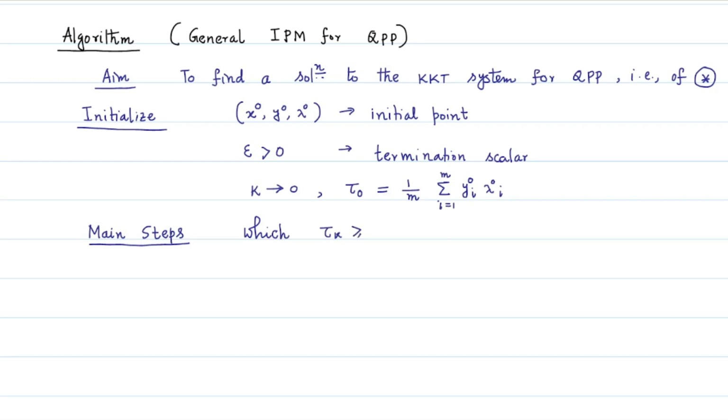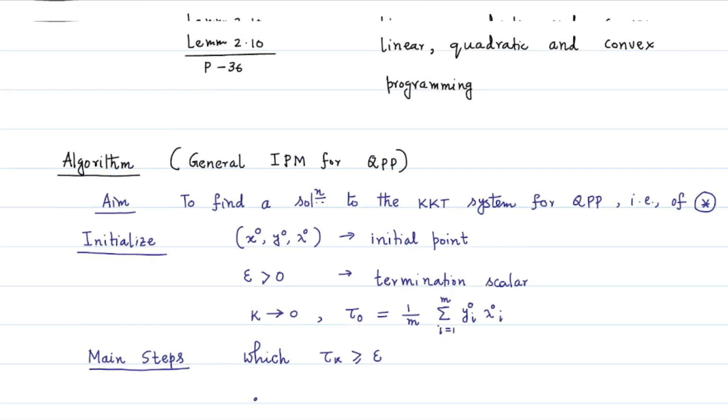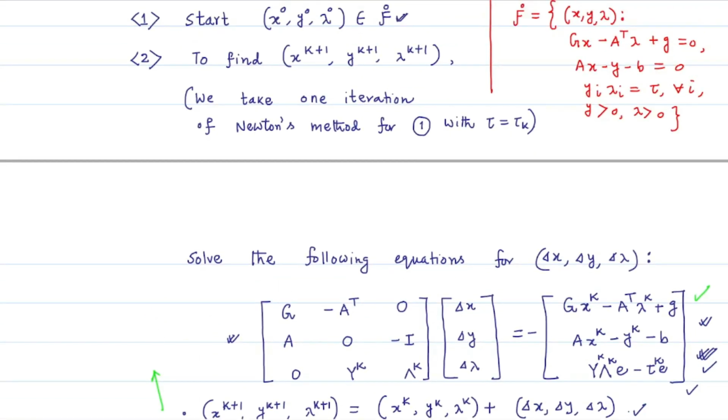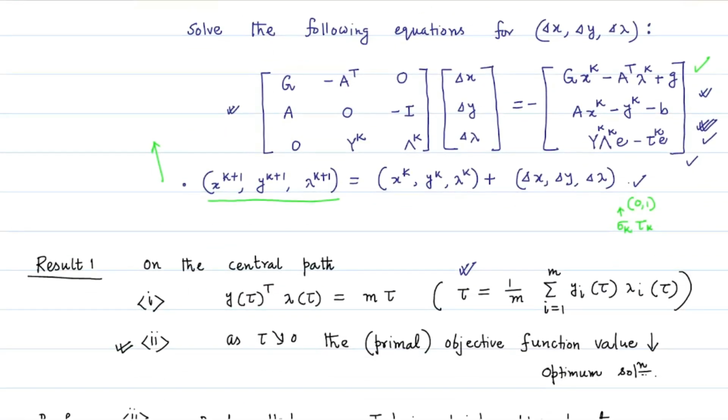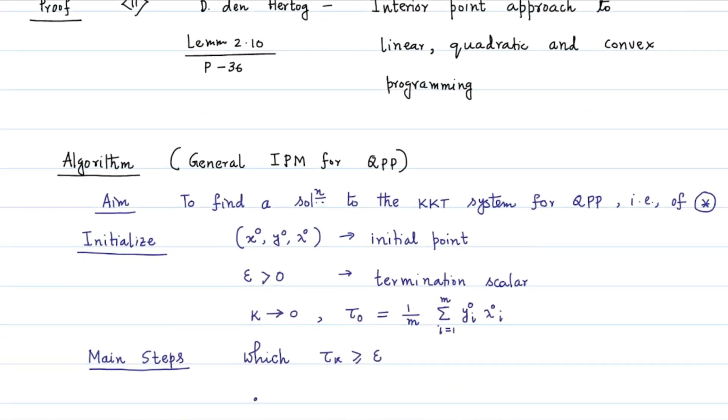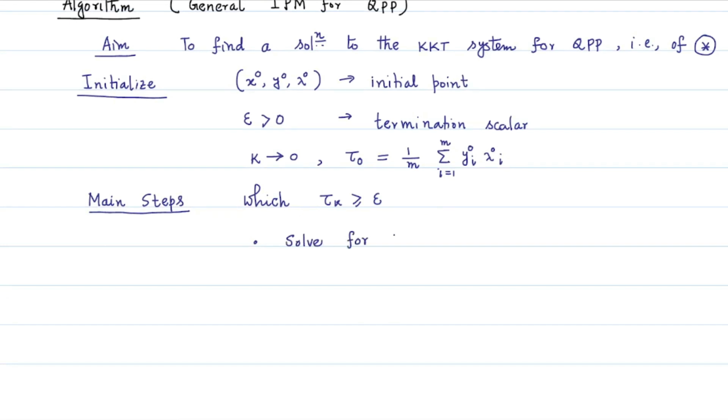If not, then you go for finding out the next iterative point, which will be done as follows, that you follow these steps that I have written over here, that to find xk, yk, lambda k, we follow all these steps. And in this step, you have to find a solution of these equations, right? We find delta x, delta y, delta lambda by solving this system of linear equations. So you take here this system of linear equations.